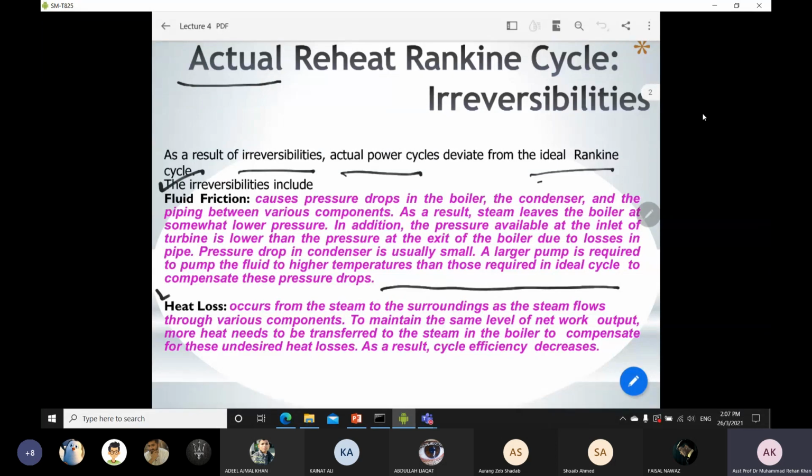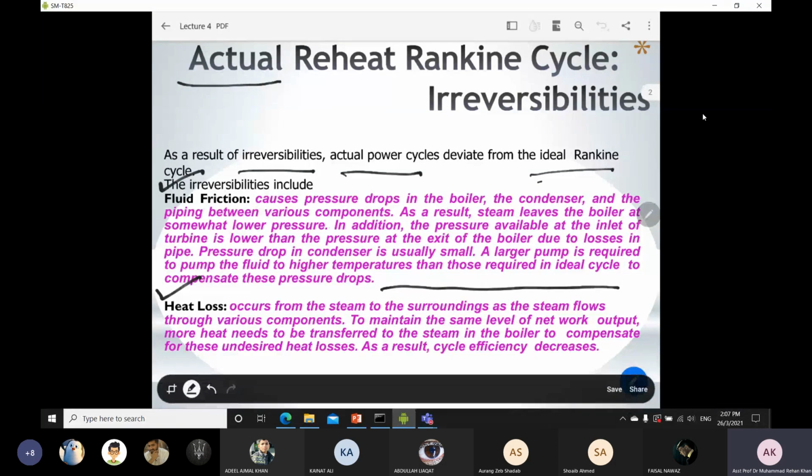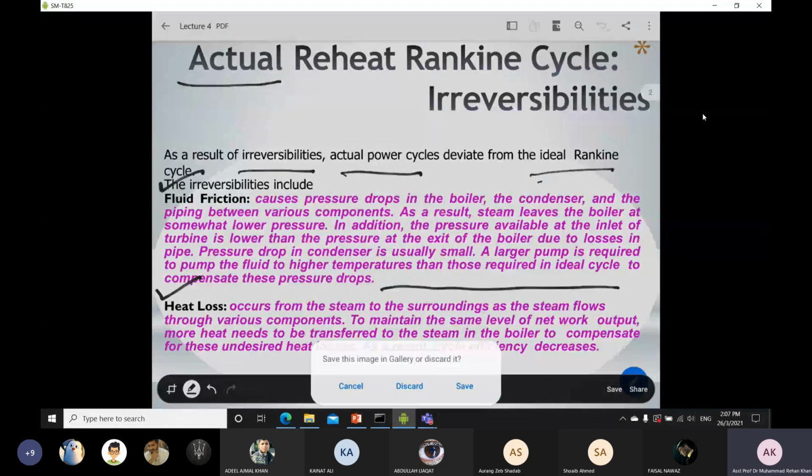The second cause of irreversibility is heat losses. When we are dealing with the actual cycle, it is not possible to convert all the heat which you have supplied into work. There will definitely be some loss of energy in your actual cycle, but in the ideal case we assume that there are no heat losses, so that's why we get the maximum efficiency from the ideal case. This is just a revision.